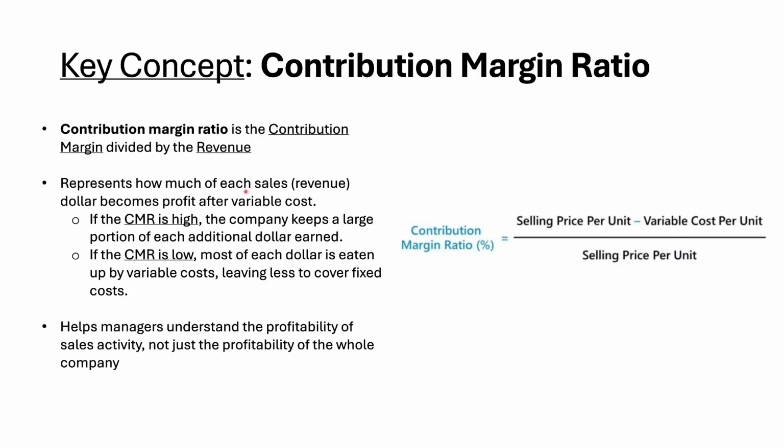It's really simple. All you do is take contribution margin and divide it by revenue. It's a ratio, so the higher the better, usually. If you have a high CMR, that means you keep a large portion of your money after expenses. Versus if you have a low CMR, a lot of your revenue is being eaten by variable costs, meaning you can't really cover fixed costs, such as rent. It helps managers understand the profitability of sales activity, so it just shows whether it's worth it to sell a product or not.